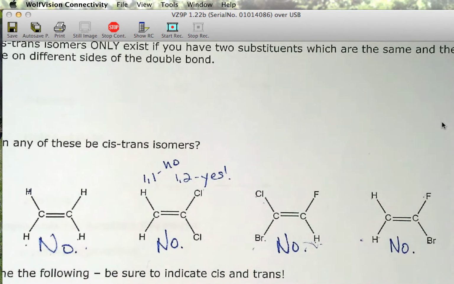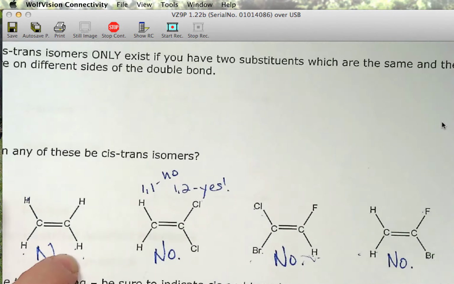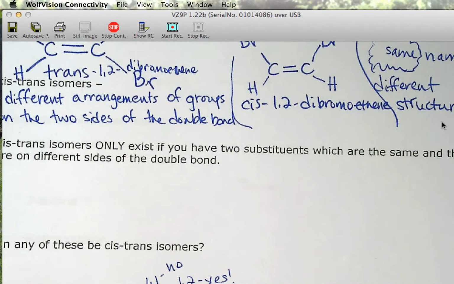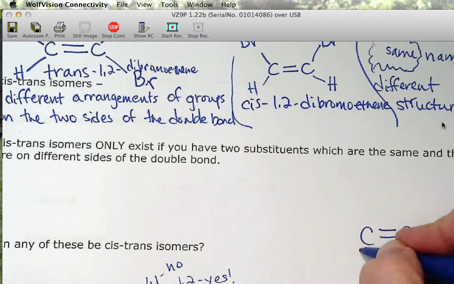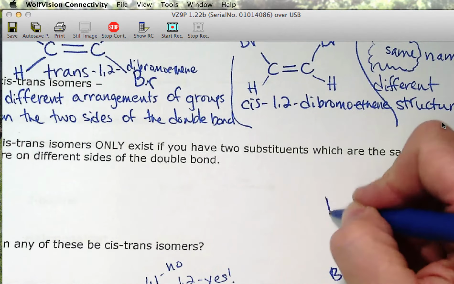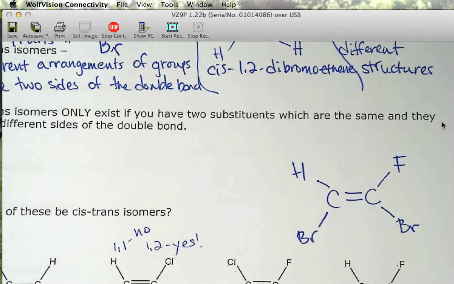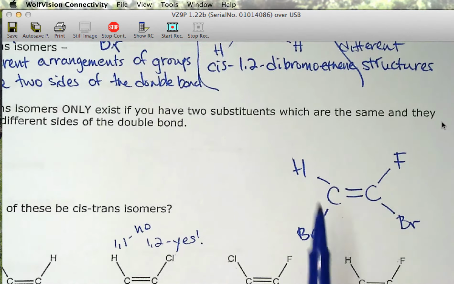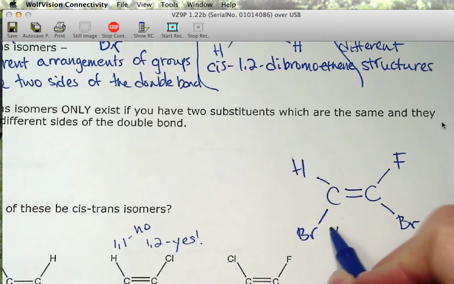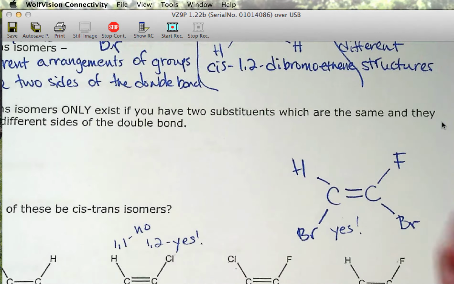As long as one of them is the same across that double bond, you can have cis-trans isomers. Let me give you an example. Now, if I change this one ever so slightly, and I had 2 bromos here, would that be yes or no? Yes. And would it be cis or trans? Cis.